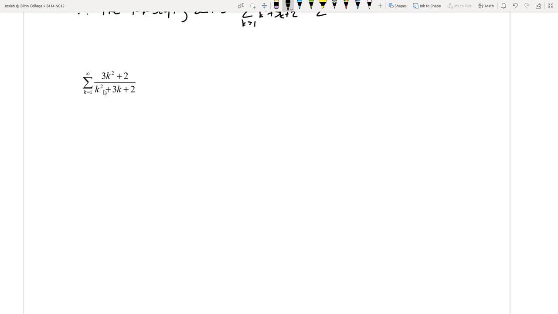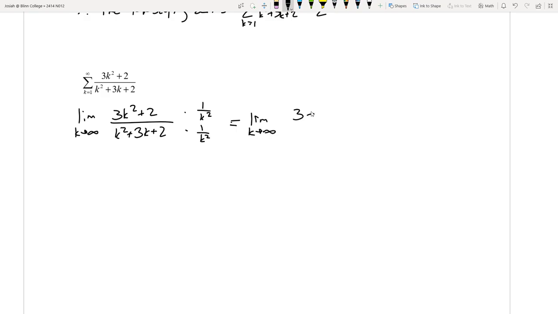I see degrees are the same here, which likely means if we take the limit as k tends to infinity of our terms here, remember this is the divergence test. If we get 0, inconclusive. If we get anything other than that, diverges. So go ahead and multiply by 1 over k squared on both the top and the bottom. Get the limit as k tends to infinity. We got 3 plus 2 over k squared in the top. In the bottom, we got 1 plus 3 over k plus 2 over k squared. 0, 0, 0, we get 3.